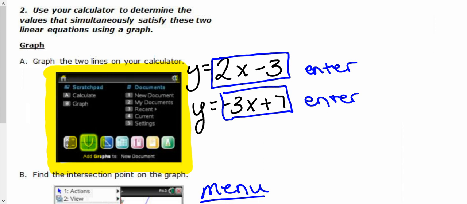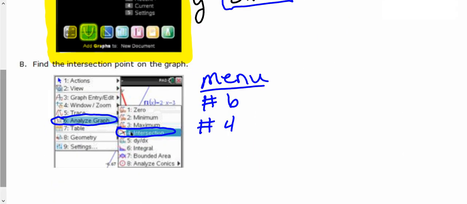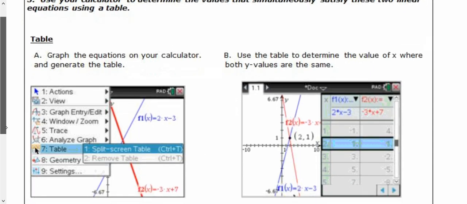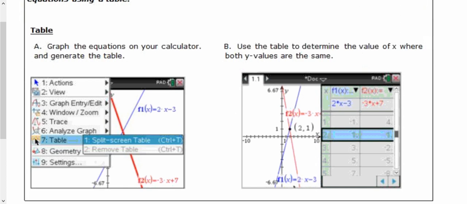You should be able to see on your graph where your point of intersection is. And we already know what that point was. We already saw it. So now we're going to take that calculator and we're going to pull up a table. We are going to generate a table from those graphs so that we can see how these relate to each other on the table.